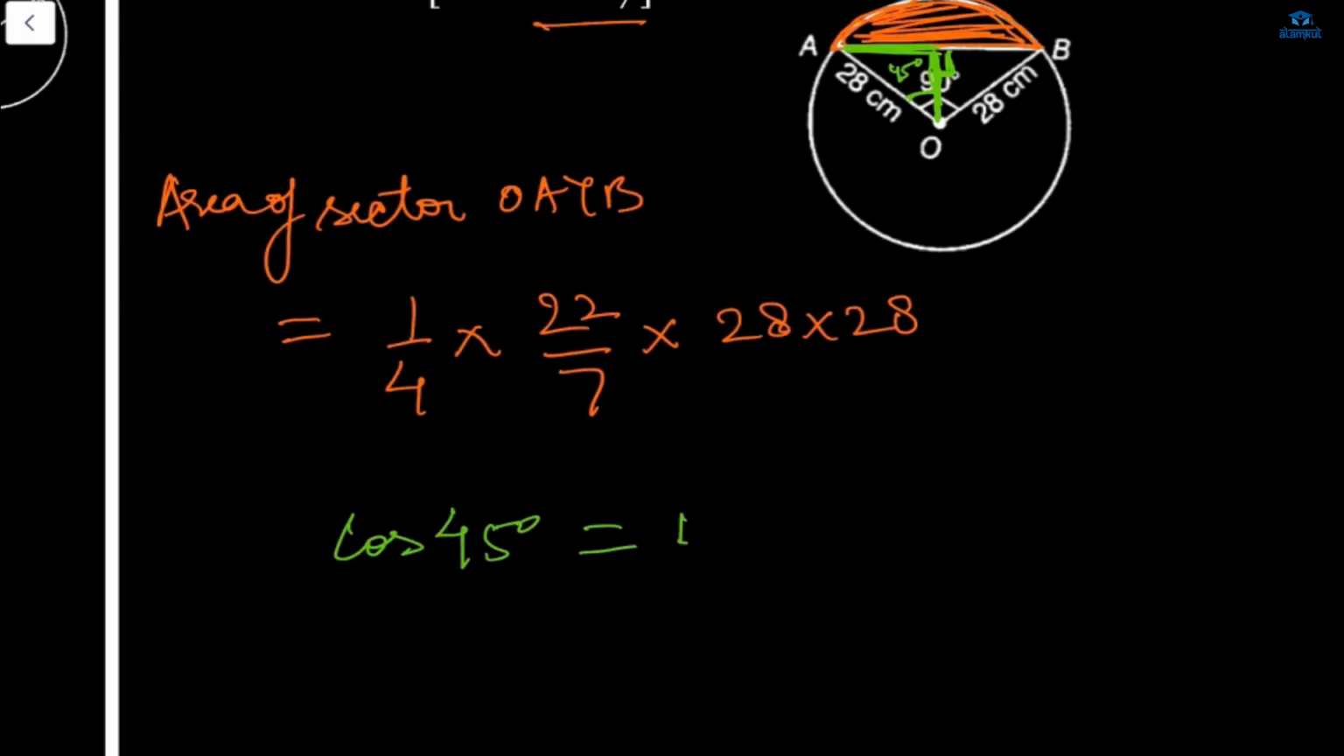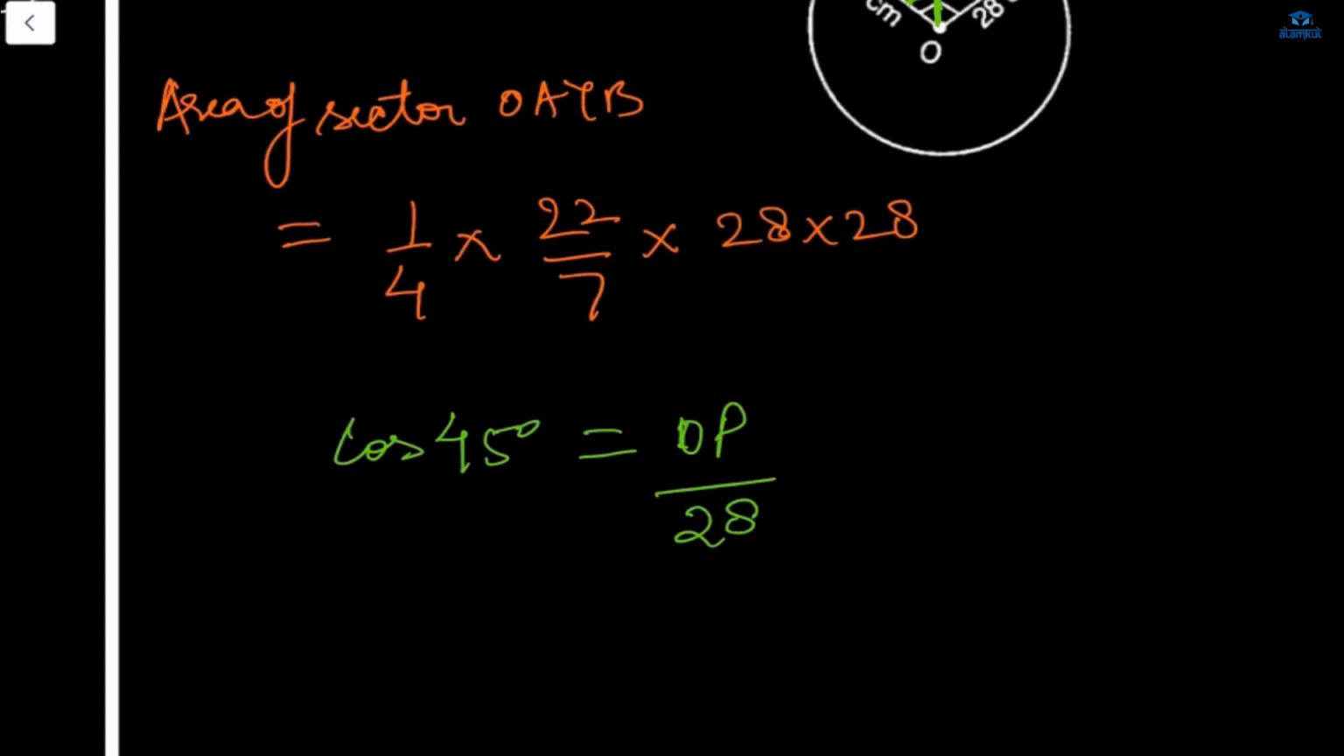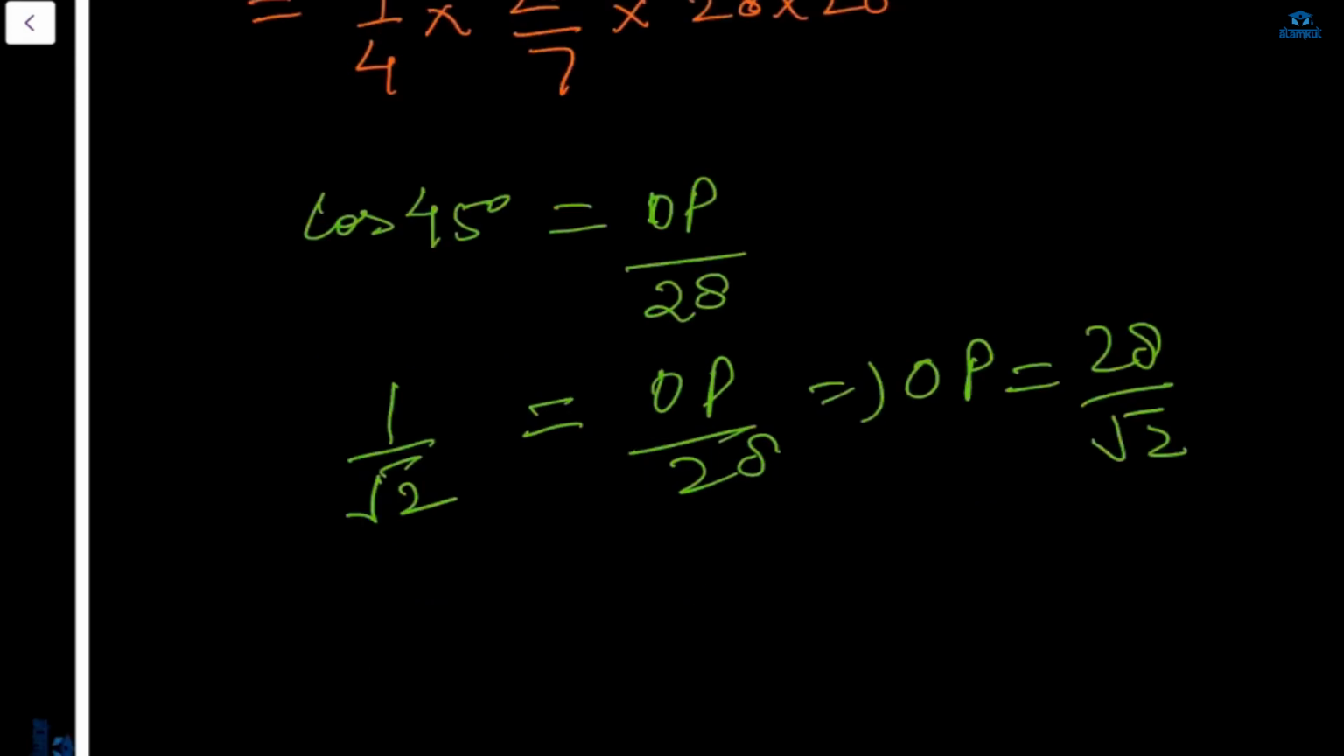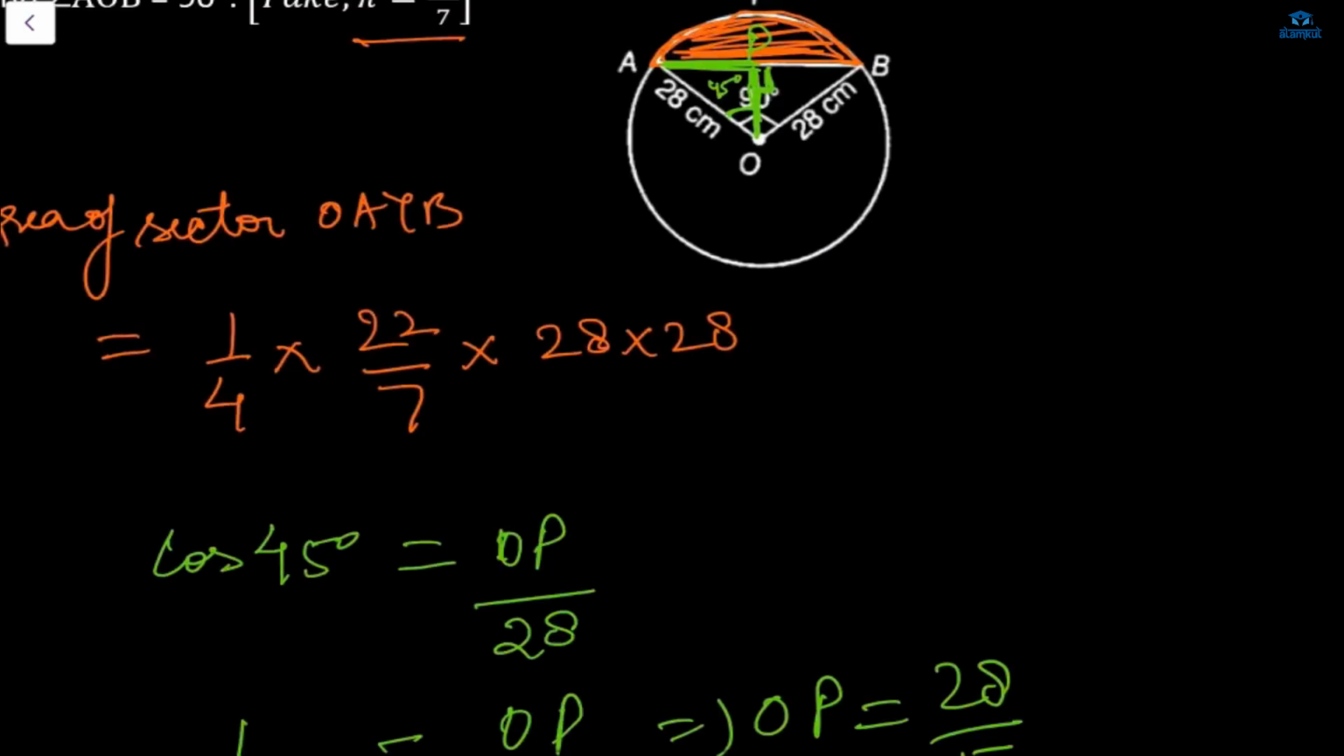You can mention here OP upon hypotenuse, which is 28. Cos 45 degree value is 1 by root 2. So we'll get 1 by root 2 is equal to OP upon 28, which implies that OP value will be equal to 28 upon root 2. Okay, so we got OP value. Base into height we need now, so we need the value of base also. We have just found the height value. This OP is height. Now we need to find out the value of AP also.